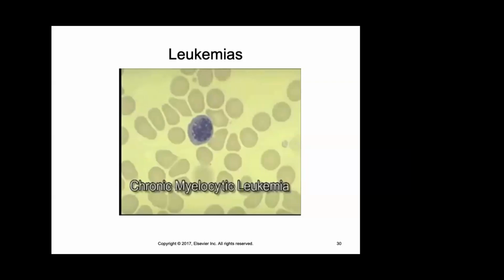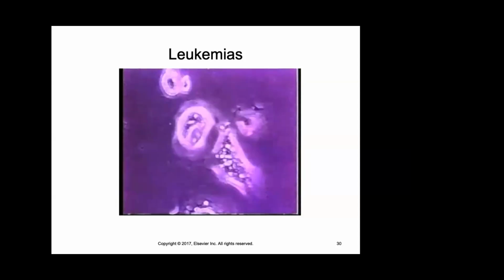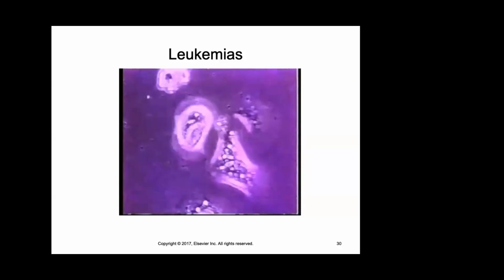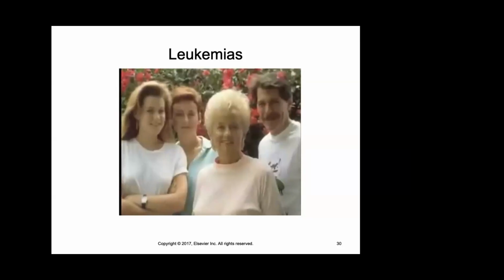Chronic myelocytic leukemia is a disease in which a cell in the bone marrow becomes cancerous and produces a large number of abnormal granulocytes, a type of white blood cell. This disease may affect people of any age.